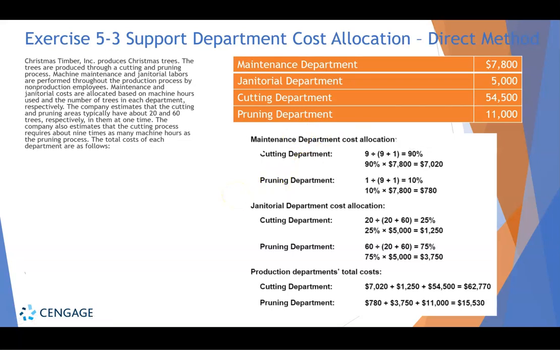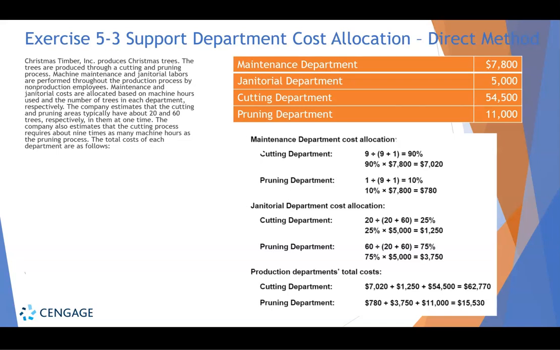Okay, so then as we move on to the janitorial department, we're going to do that based on the number of trees. With the cutting department, since they are usually sitting with 20 trees at a time, and the pruning department sitting at 60, we'll take 20 divided by 80, or 25% of the janitorial cost will flow into the cutting department, and 75% of the janitorial costs will then flow into the pruning department.